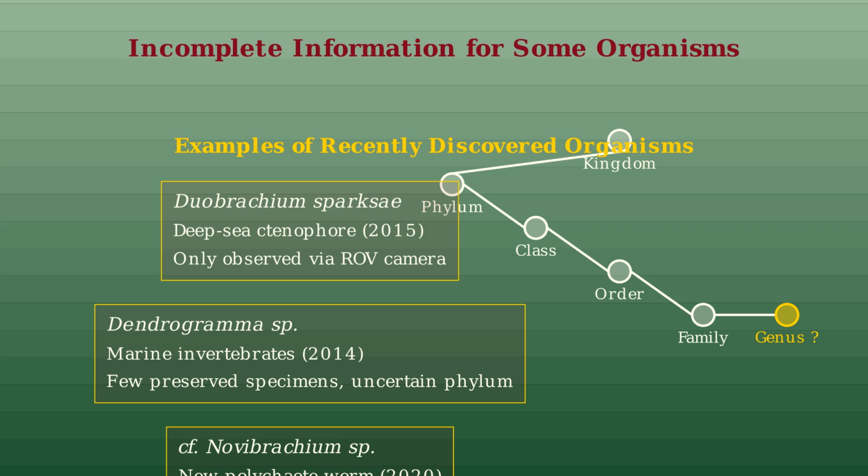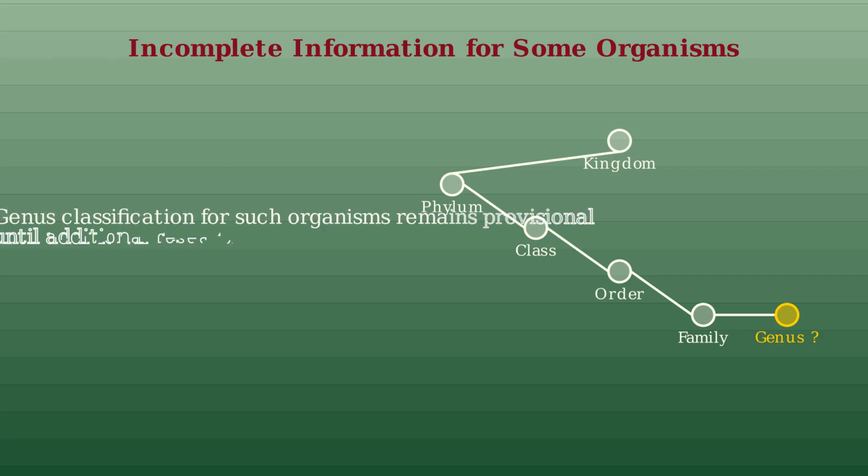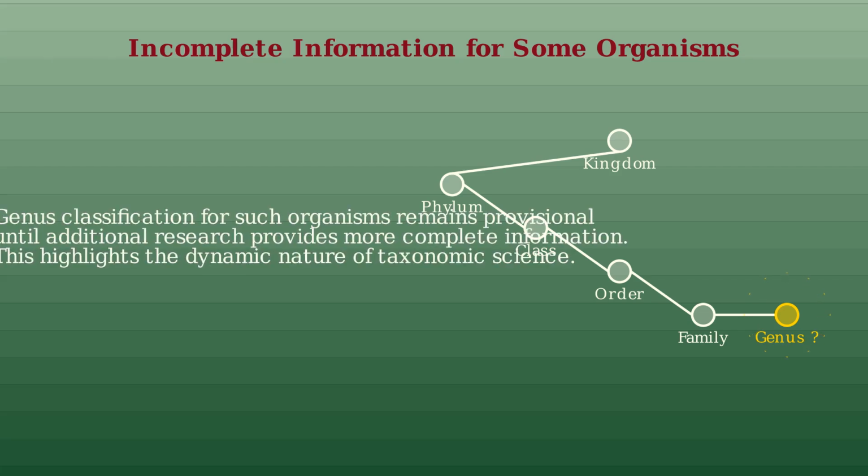A newly described polychaete worm from 2020 is referred to as cf. Novabrachium, using the cf. qualifier because only a single incomplete specimen was available for study. Genus classification for such organisms remains provisional until additional research provides more complete information. This highlights the dynamic nature of taxonomic science, where classifications evolve as our knowledge grows.